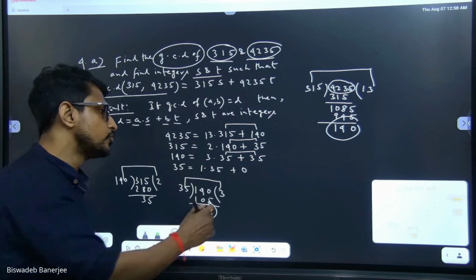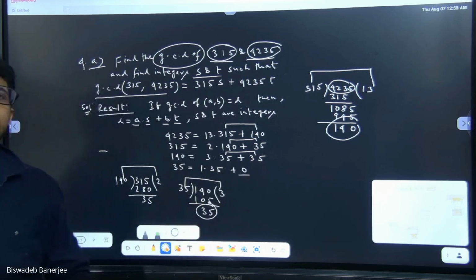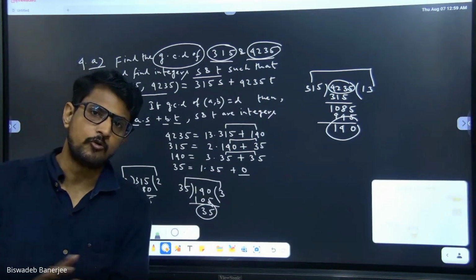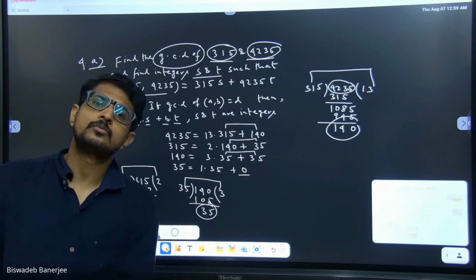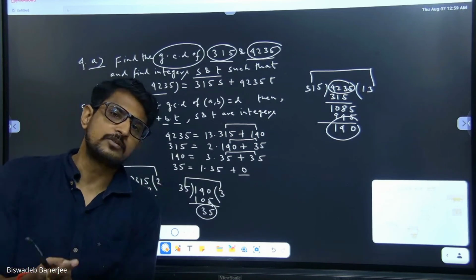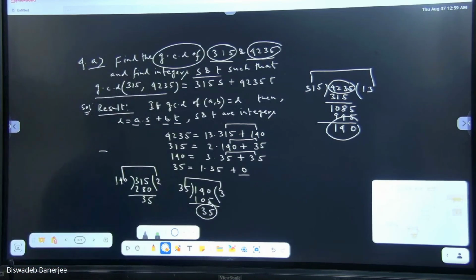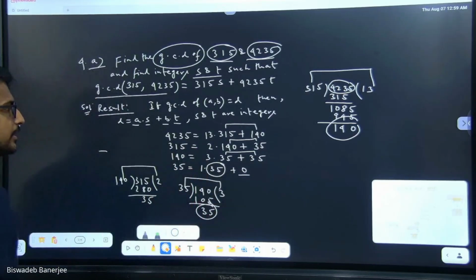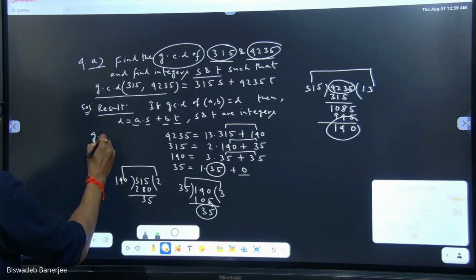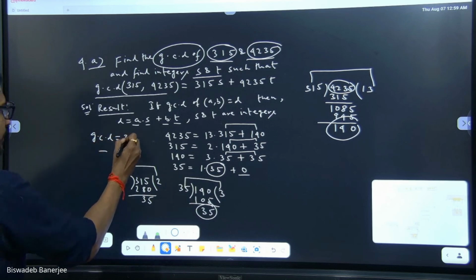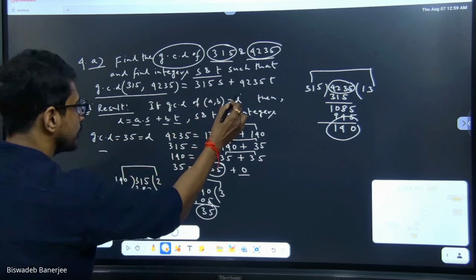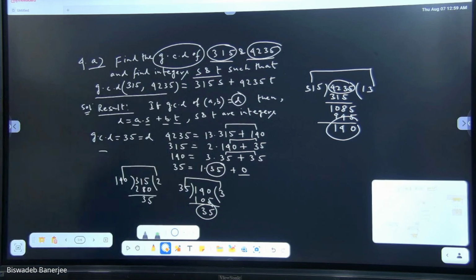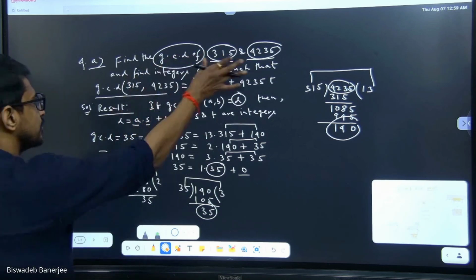Now my target is to get this 0. Whenever we get this 0, our problem is over. So continue this process until you get 0. And finally, you can see that this 35 is our GCD. So our GCD becomes 35, which is our D in this theorem. So the first part is done. The GCD becomes 35.